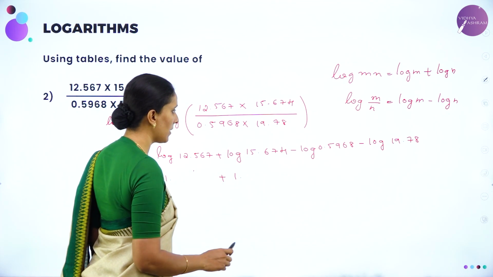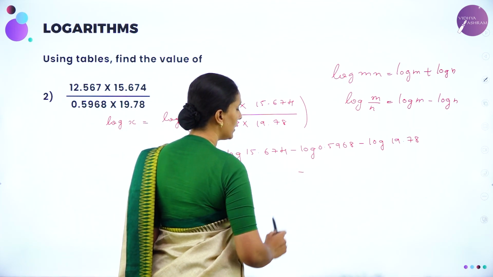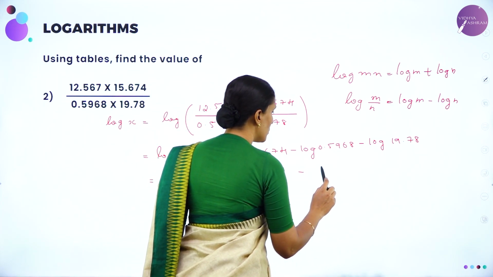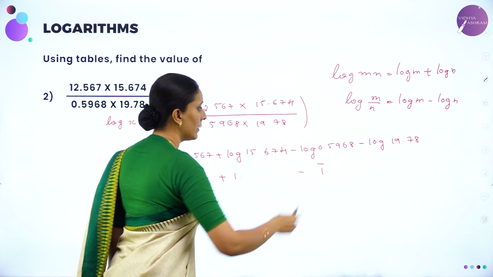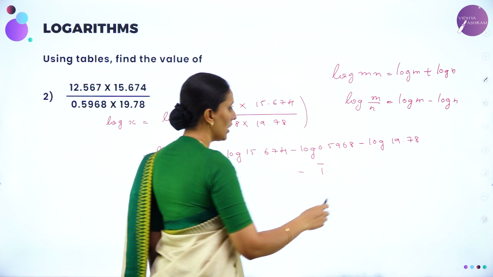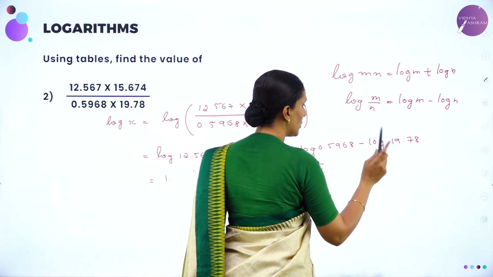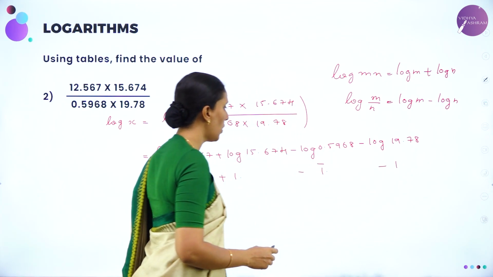Let's decide the mantissa part later. Let me put minus here. There are no digits before the decimal point. So 0 minus 1 is minus 1, which is represented as 1 bar. Let's decide the mantissa part later. Now again here minus log 19.78. So 19 is a 2-digit number. So 2 minus 1. Therefore the characteristic will become 1.